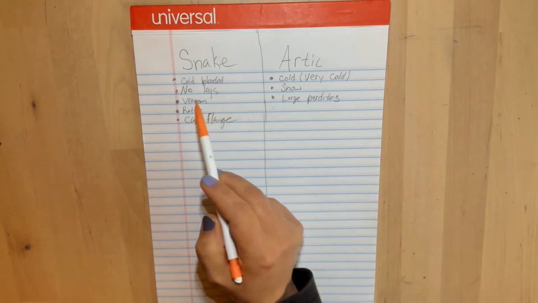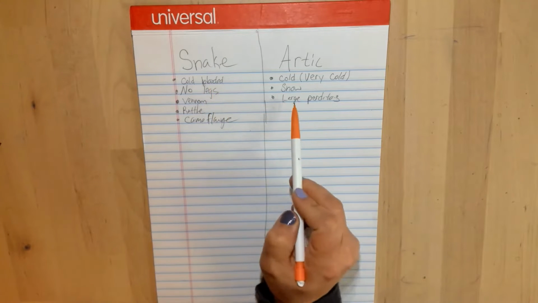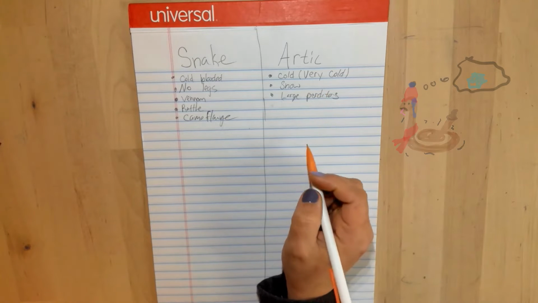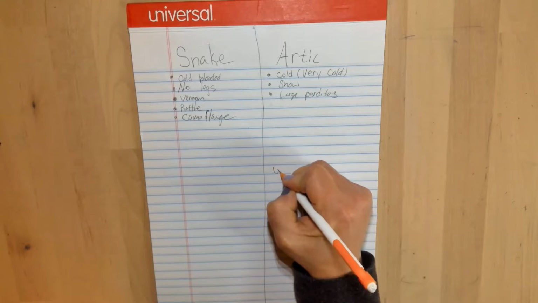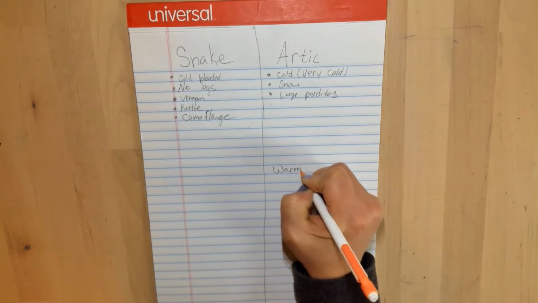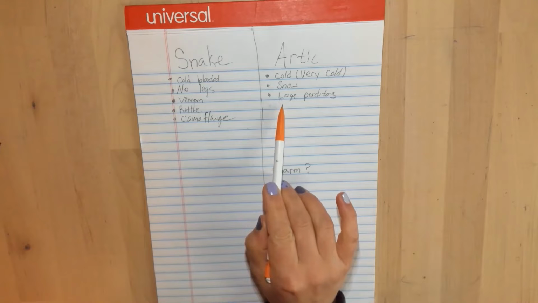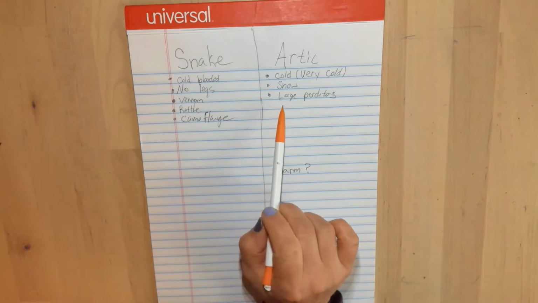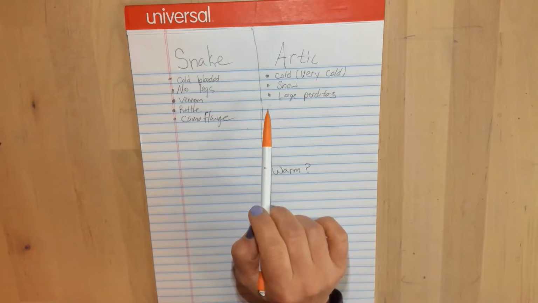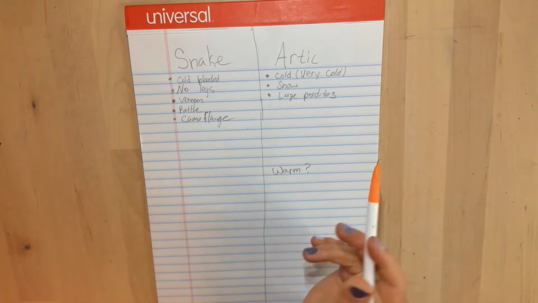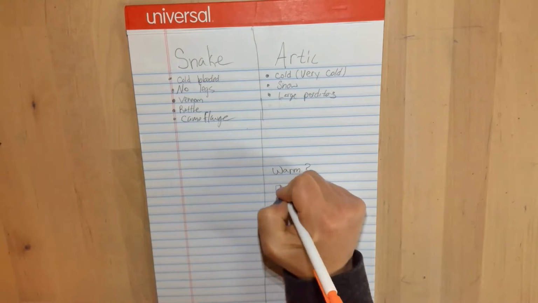In my case, I have a cold-blooded animal that I'm putting in a very, very cold place. How is it going to stay warm? So I'm going to write that one down, warm. And I know that there are lots of large predators in the Arctic, but there don't seem to be a lot of small animals for my snake to eat. So what is it going to eat?